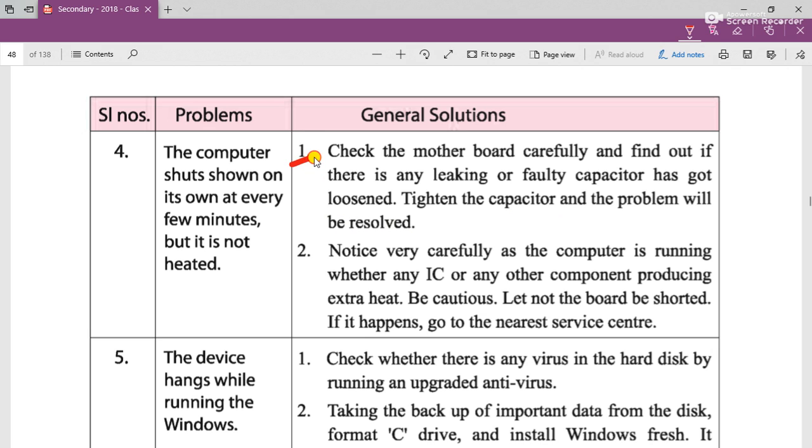Sometimes the capacitor becomes loose, and then we have to tighten it to solve this problem. Then notice very carefully, as the computer is running, whether any IC or any other component is producing extra heat. Be cautious, and do not let the board be shorted. If you find any extra heat, we have to show it to the computer doctor. That means we have to take our CPU or electronic devices to the service center.